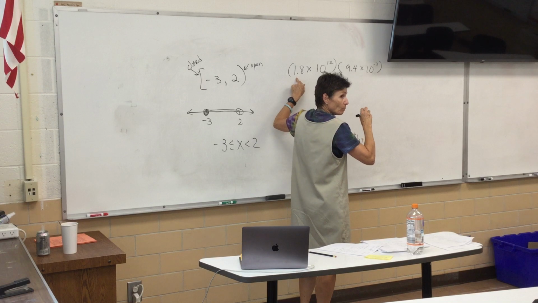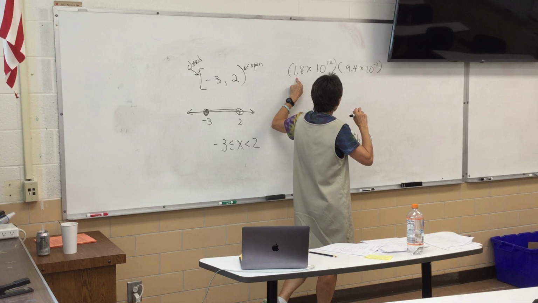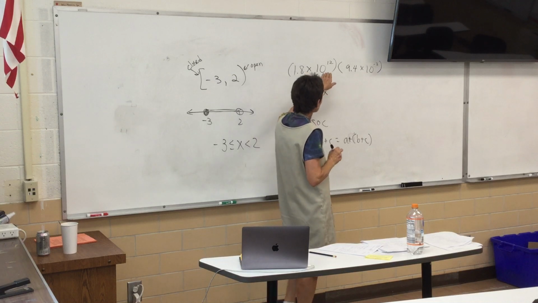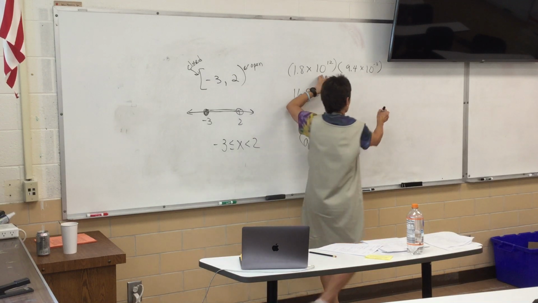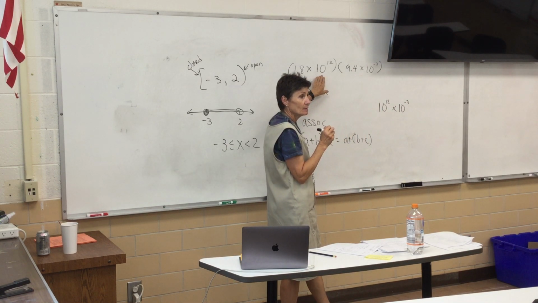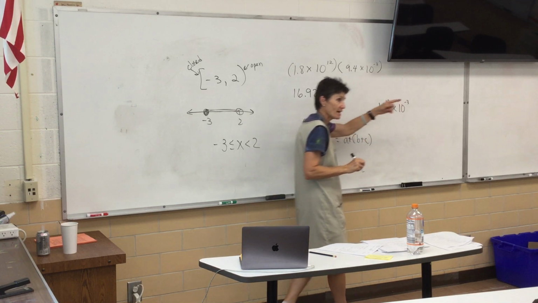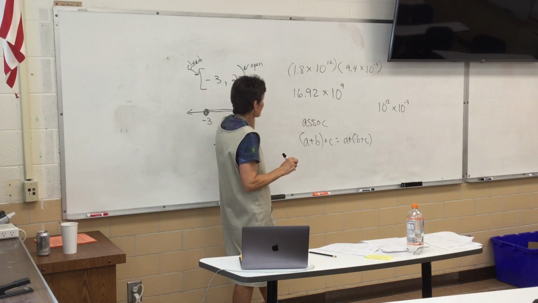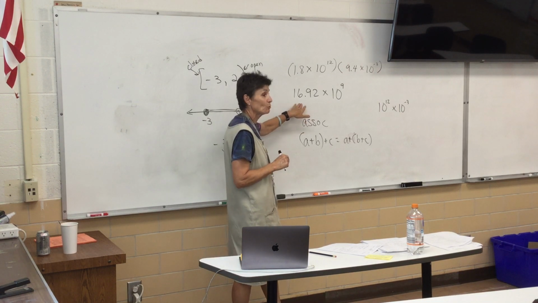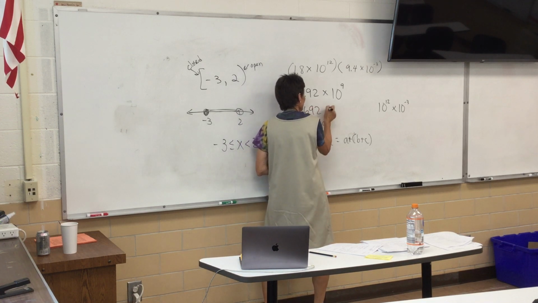What do we get when we do that? 1.8 times 9.4. 16.92. And then we've got a 10 to the 12 times a 10 to the negative third. 10 to the 9th. We add the exponents. We've got two 10s, so we're going to add the exponents. Now, is that number in proper scientific notation? No, that's too big, isn't it? So I'm going to have to move that decimal point and make it 1.692.